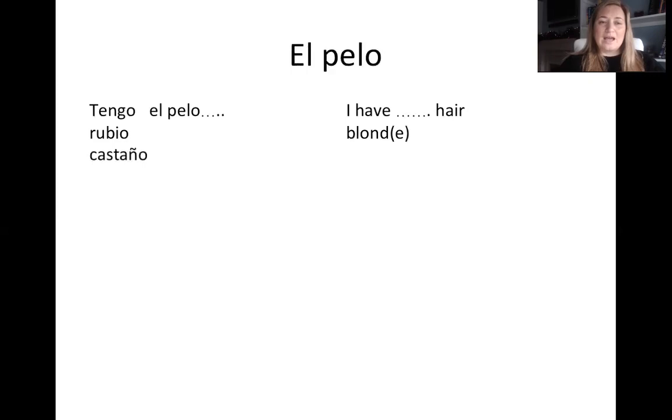Tengo el pelo castaño, I have light brown hair. Castaño literally means chestnut, light brown. Tengo el pelo moreno. I have dark brown hair.